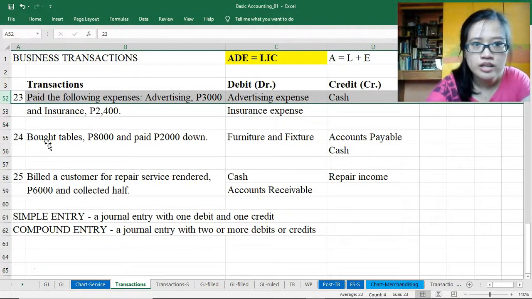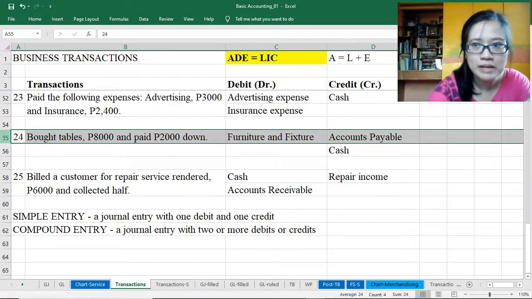Next, 23, paid the following expenses. So, this is recording the expenses of the business. Advertising, 3,000. Then, insurance, 2,400. So, an increase in expenses. Then, it was paid, which means paid in cash. So, a decrease in asset in the form of cash. So, our debit accounts are advertising expense and insurance expense. And then, our credit is a decrease in asset, a decrease in cash. So, credit, cash account. Okay?